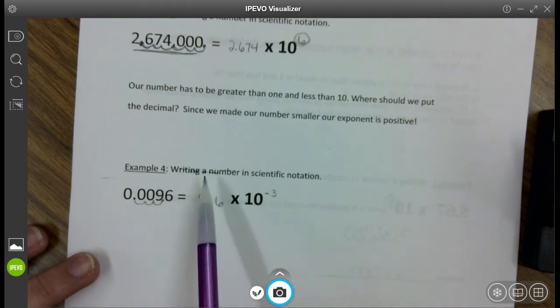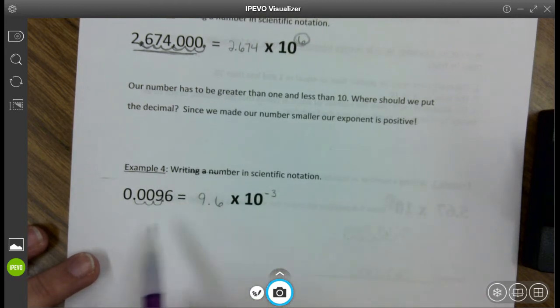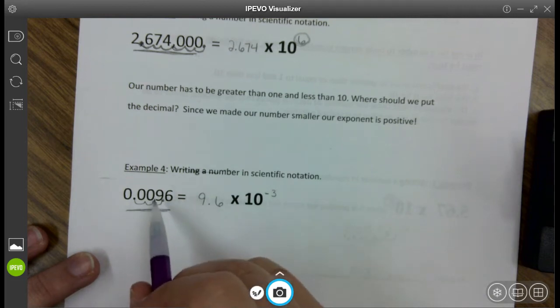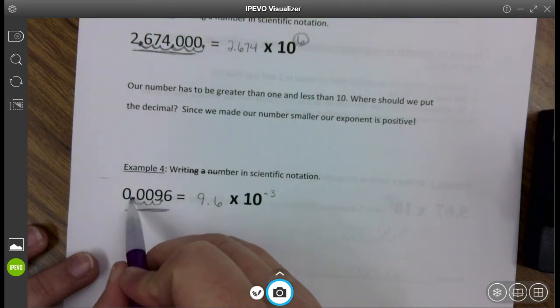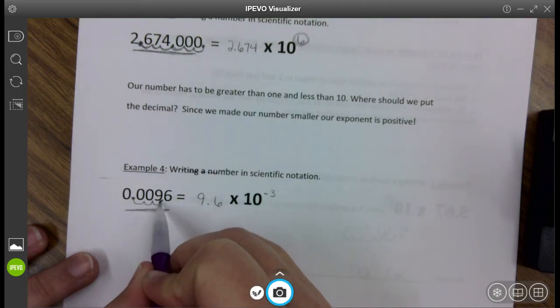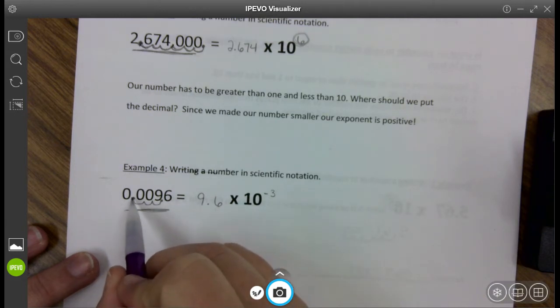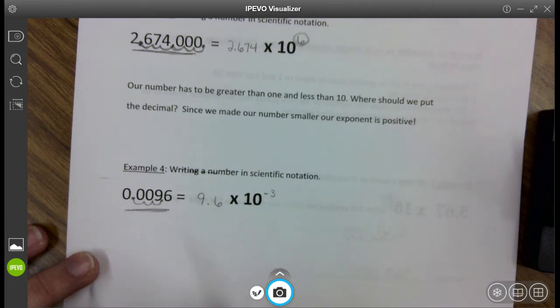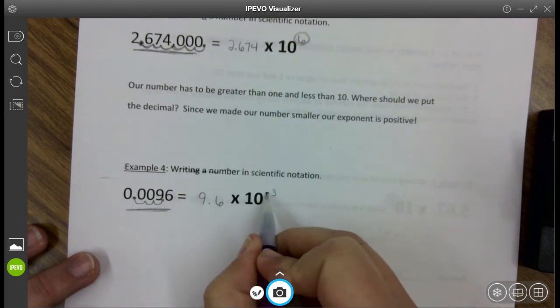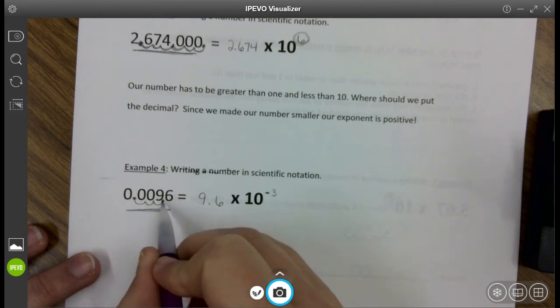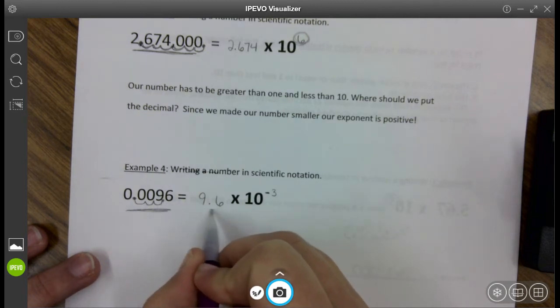In example 4, we're writing a number in scientific notation. Like I said before, this is our standard form. Now we need to convert it into scientific notation like we saw on the first page. So now we start at this decimal spot and move to the right so we get to the first non-zero number, which is 9. And we move this 3 times. When you move it to the right, it's actually going to turn into a negative, and this turns into a 9.6 for our coefficient.